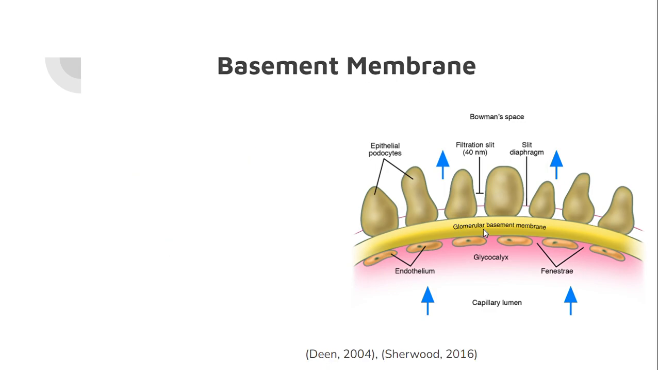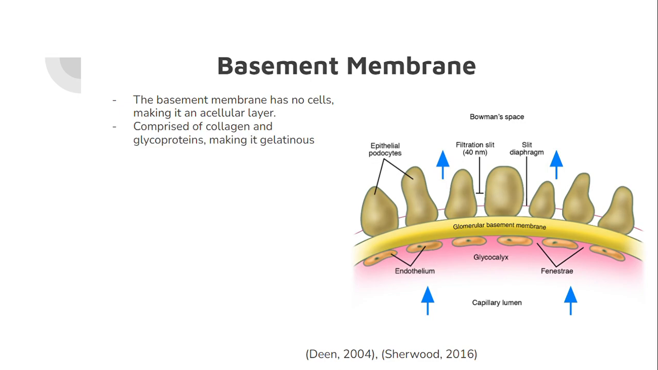Next up, we have this basement membrane, which is this yellow section right here on the diagram. This basement membrane is acellular, meaning that it has no cells. It's actually comprised of collagen and glycoproteins, which gives it a gelatinous consistency. Collagen plays a structural support role in this membrane.